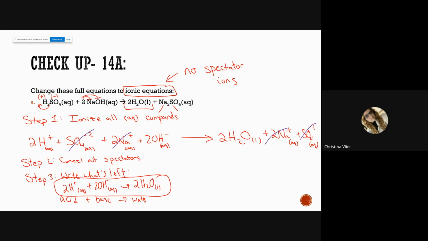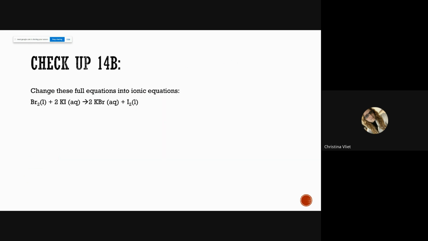That's the reaction, right? That's the thing that's happening. So if you remember, oh, we're making water. You can remember, oh, what are the ions that make up water? H plus and OH minus. And there's the reaction. And so for this question, let's try it. Let's see if we can do this one a little bit quicker. Change this full equation into an ionic equation.